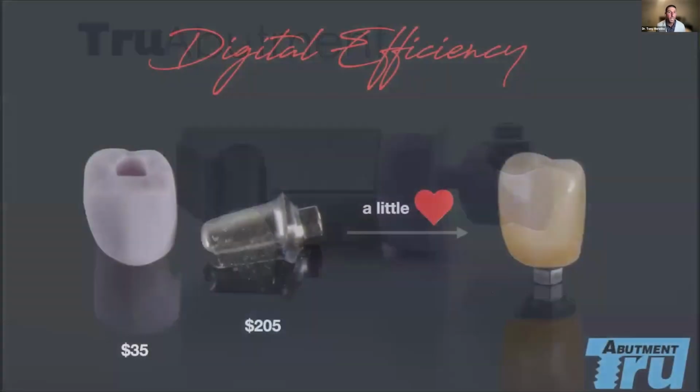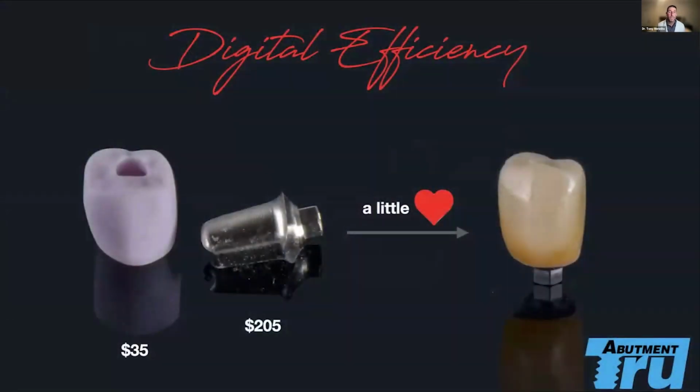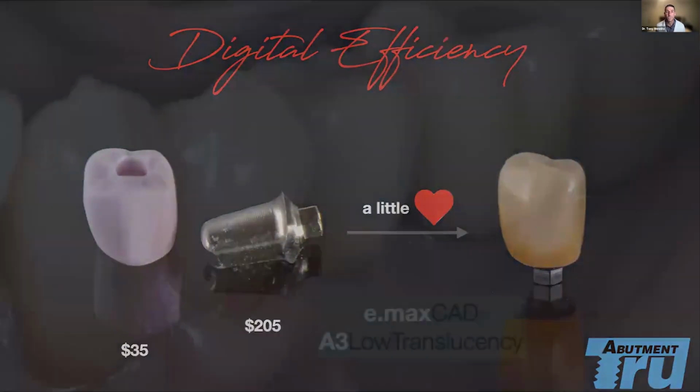So the nice thing that I like is, once again, I can make these screw retained. The cost of an Emax block is about $35. The cost of the custom abutment is about $205. I give it a little love with some stain and glaze, and we get a really, really nice result.